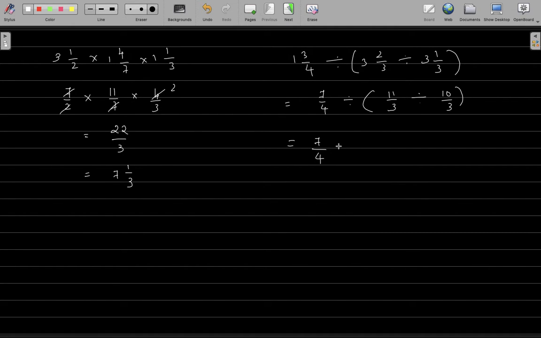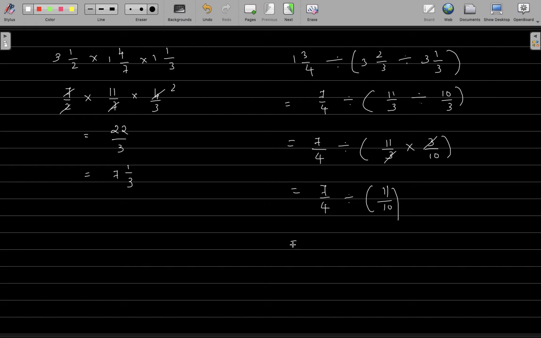That will be 7 by 4 divided by 11 by 3. Now this division symbol will be replaced by multiplication by taking the reciprocal of the second fraction, that is 3 by 10. Can you simplify it here? Yes, you can cancel 3 and 3 here. That will leave you with 7 by 4 divided by 11 by 10.